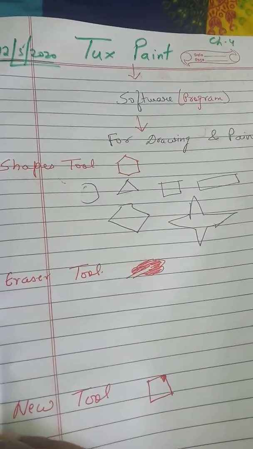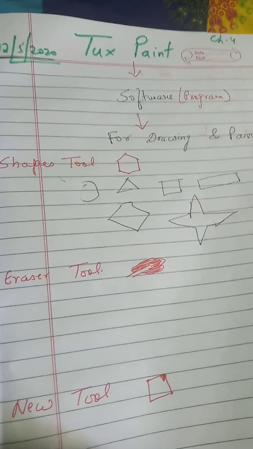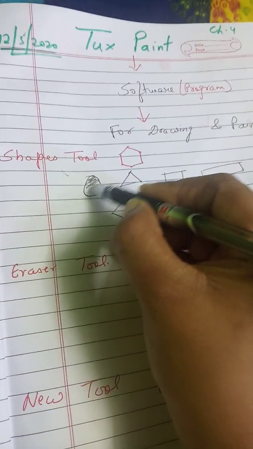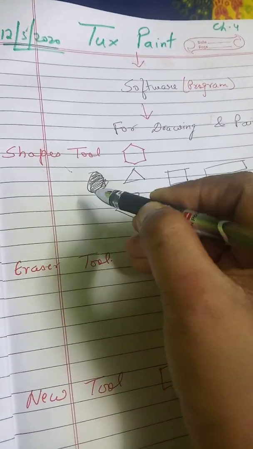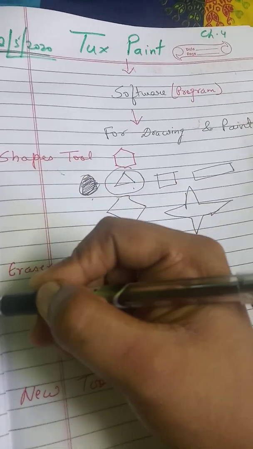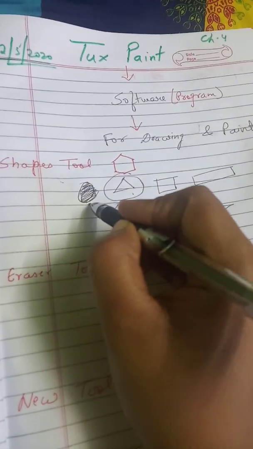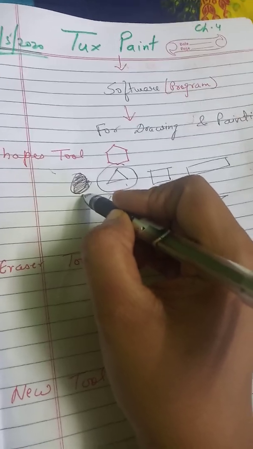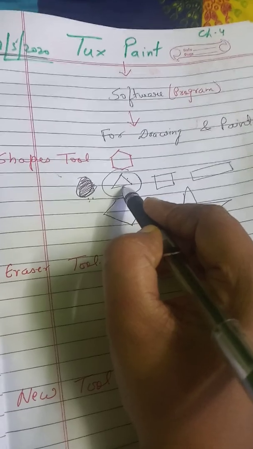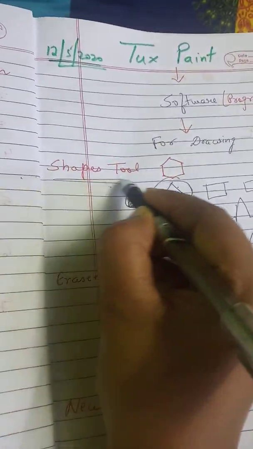And with the help of that, we can draw filled or unfilled shapes. What is the meaning of filled and unfilled? Filled means if we insert color in this, it is filled, and when we do not insert any color, it is unfilled. If there is any color inserted in the shapes, it is filled, and when there is no color in the shapes, it is unfilled. Shapes tool, I hope you understand.